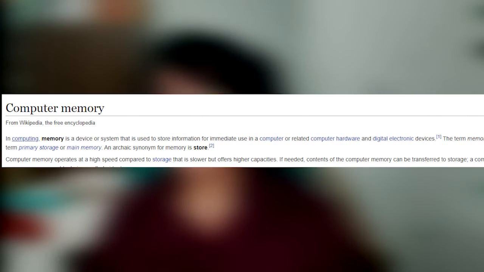And the second one, we're going to learn about memory. Memory is a device or system that is used to store information for immediate use in a computer or related computer hardware and digital electronic devices. In your mind, maybe you think memory is like a hard drive that is used to store data. Well, yes, memory is used to store data, but it is not permanently stored within the memory. The computer memory will only keep the data for a definite amount of time, meaning that when you shut down the computer, when you turn off the computer, the data within the computer memory will be lost.